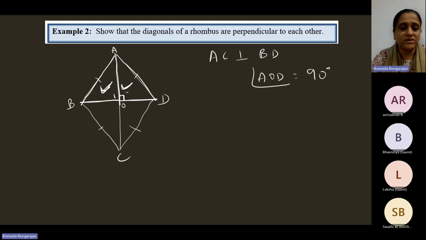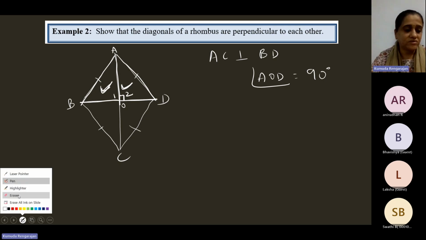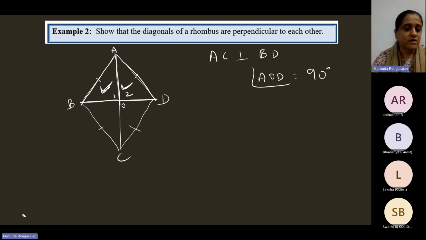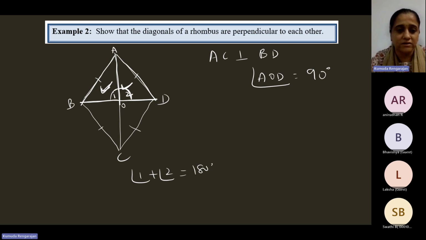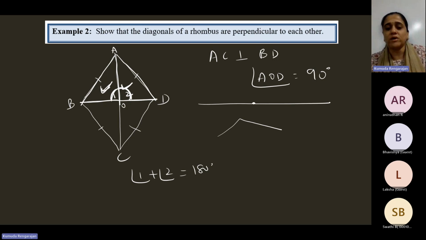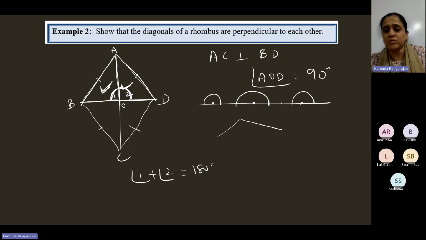CPCT, angle 1 is equal to angle 2. It's not 90 now, we have to prove it. CPCT, angle 1 is equal to angle 2, but angle 1 plus 2 is equal to 180. They form a linear pair because it's a straight line. BOD is a straight line and BOD is a straight angle. Diagonal is not a broken line, diagonal is a straight line. So at any point on the diagonal, the angle is 180 degrees.